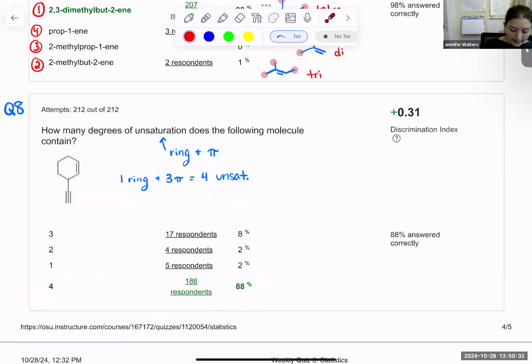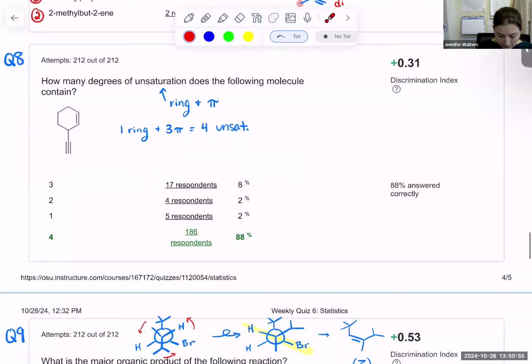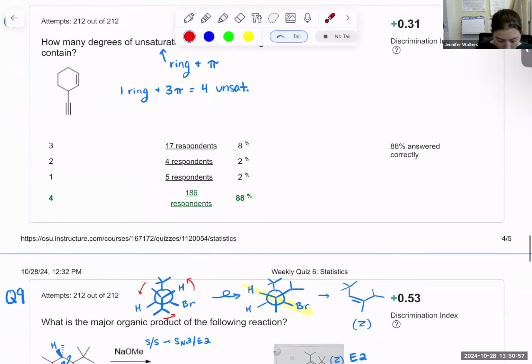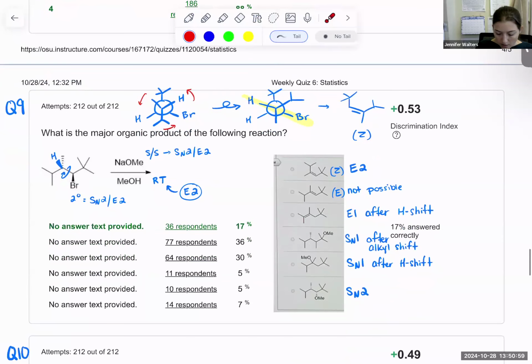If you said 3, watch out for the fact that the alkyne counts for 2 unsaturations because there are 2 pi bonds. And also watch out for the fact that the ring is also a form of unsaturation. So if you chose 3, make sure that you were counting the ring and every individual pi bond. I guess that's true for every option. Make sure you're considering that.